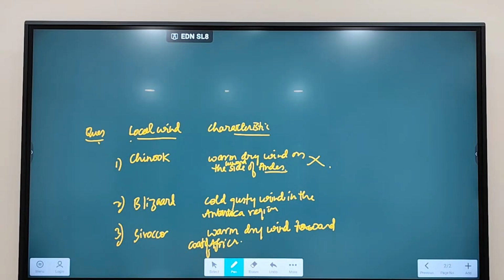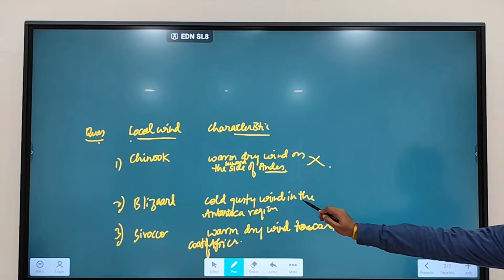Second, blizzard, cold gusty wind in the Antarctica region. We discussed it is blowing where? In Canada, that is the Arctic region. So above Canada, above the Siberian region, what are you finding? Arctic region. So it is not the Antarctica region.